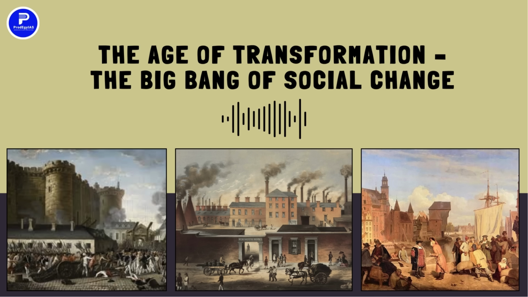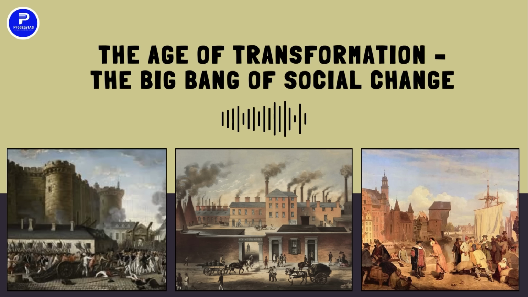By the 18th century, Europe was at a turning point. Old feudal structures were weakening and new forces were shaping the society. The three revolutions which stand out as the pillars of modern social change were: first, the French Revolution, 1789. It was a powerful shift from monarchy and aristocracy towards democracy, citizenship, and rights.